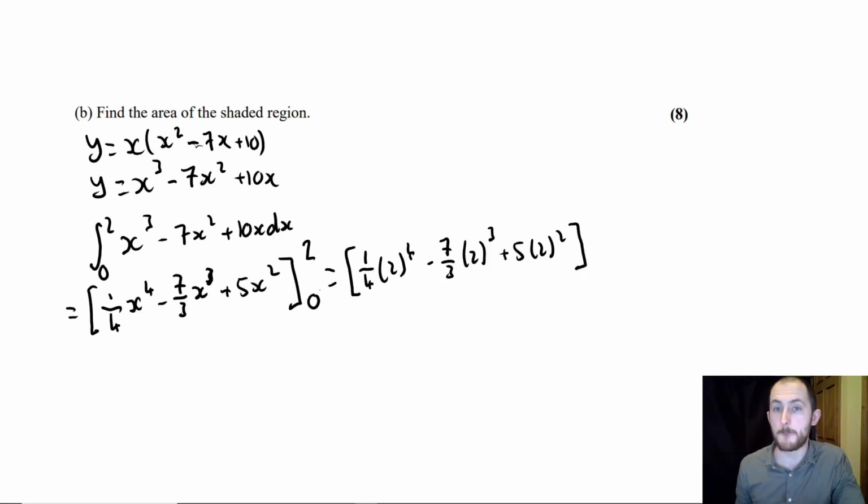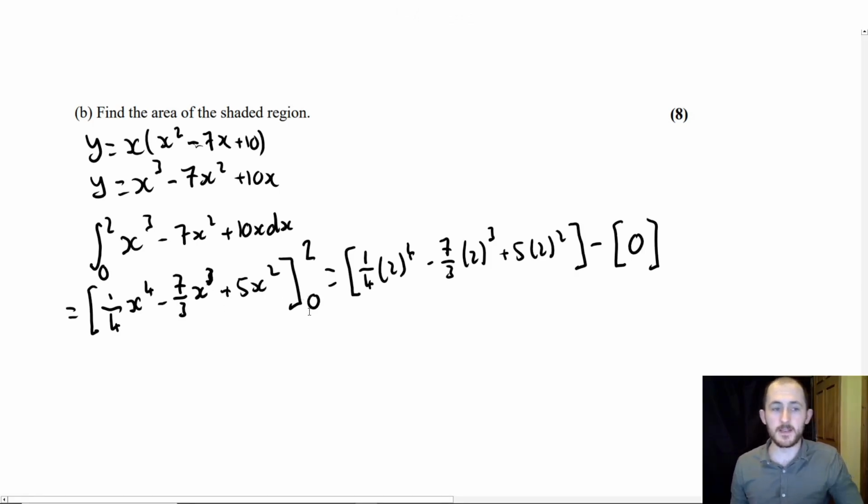Right? But do you see why? All of these terms have x in it. So if I sub in 0, the whole thing's going to go away. So I only actually need to sub into the first one, which makes life ever so slightly easier. So if we get out our calculators and type it in, we're going to get a value of 16/3.